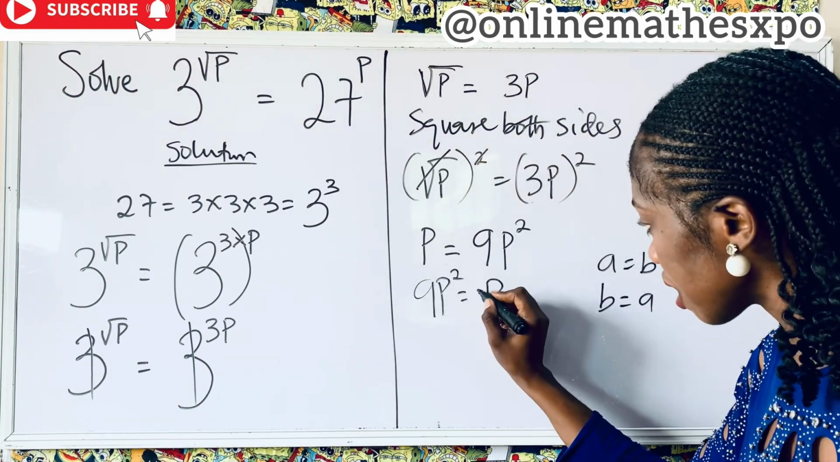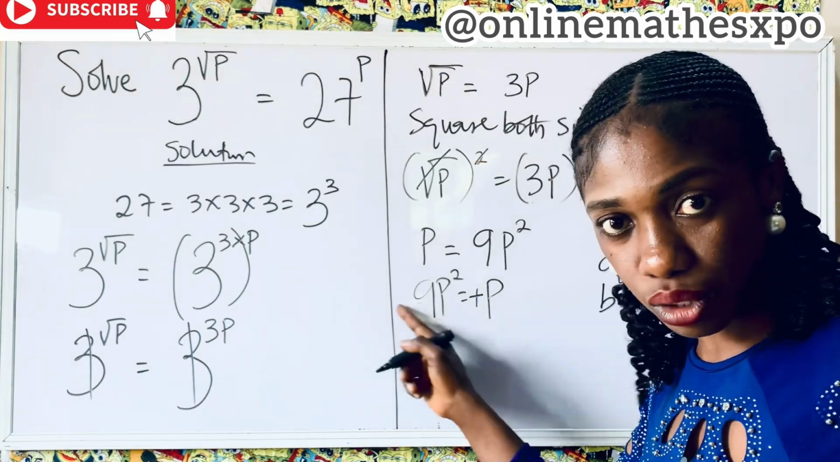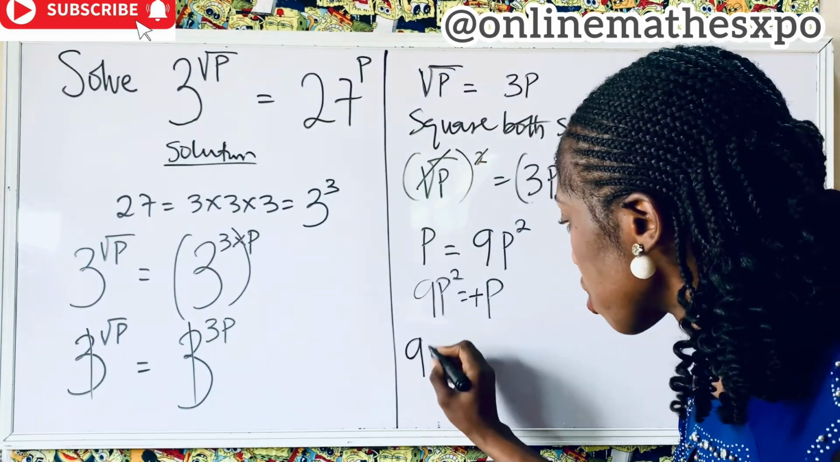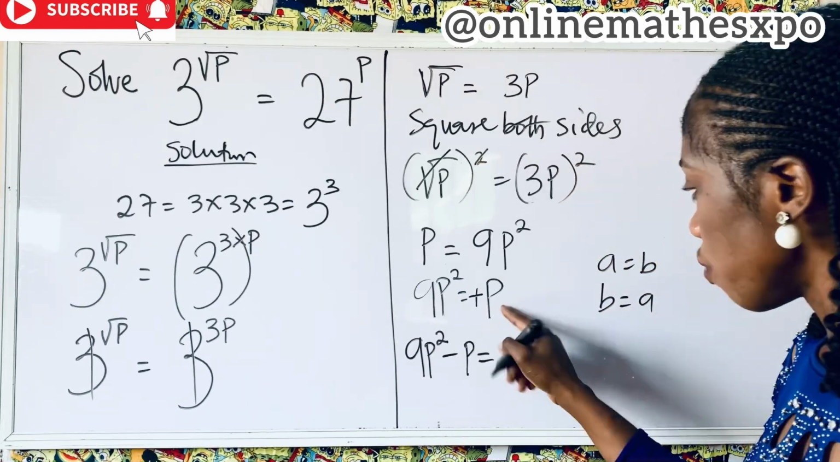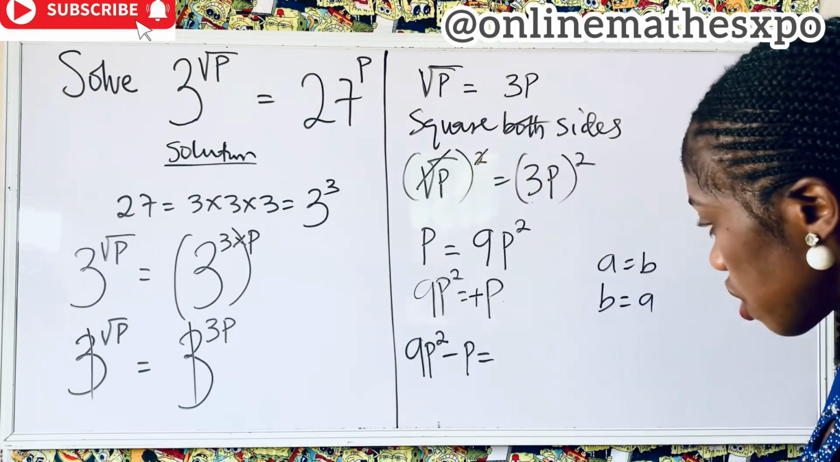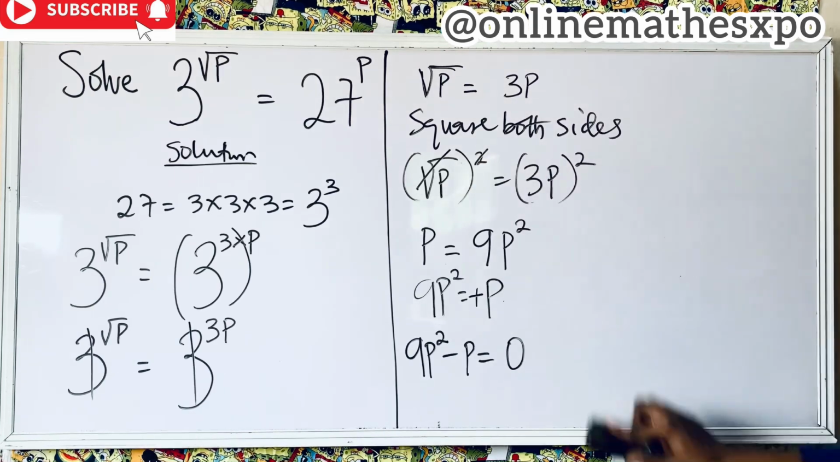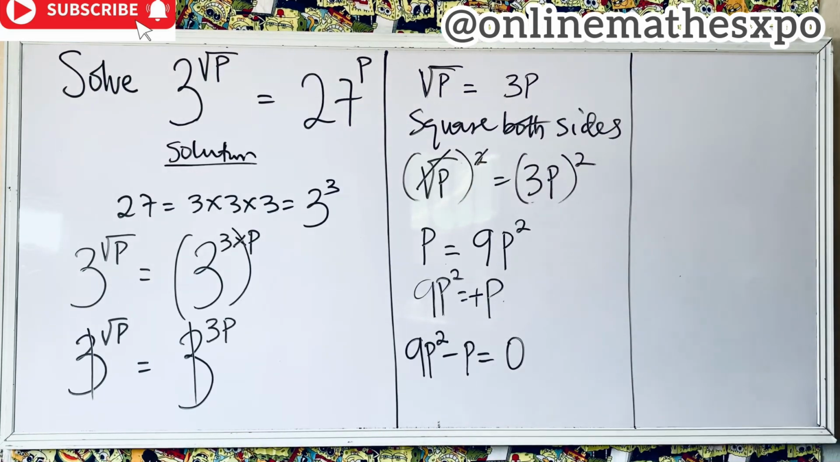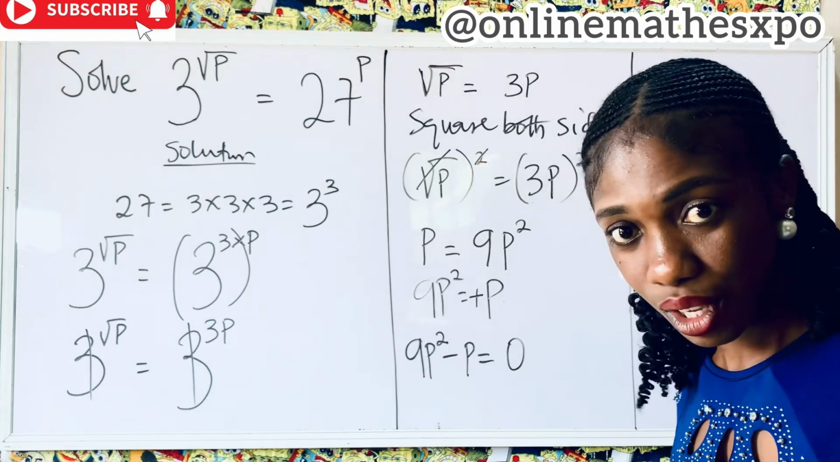So remember, the sign here is positive. So to remove this, subtract p from both sides. And this will give us 9p squared. Then you also subtract. If you subtract p here, it goes off, so you'll be left with 0. I hope this is clear. Now, at this point, what the next thing to do is, because p is common here, you are going to factor it out. Okay?